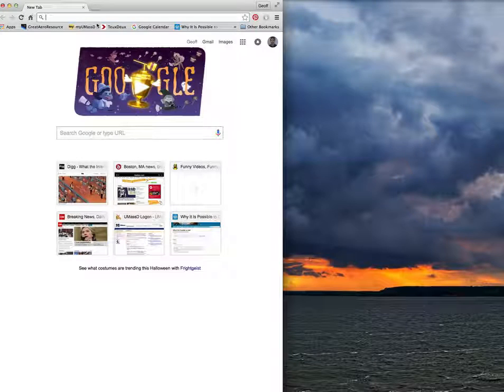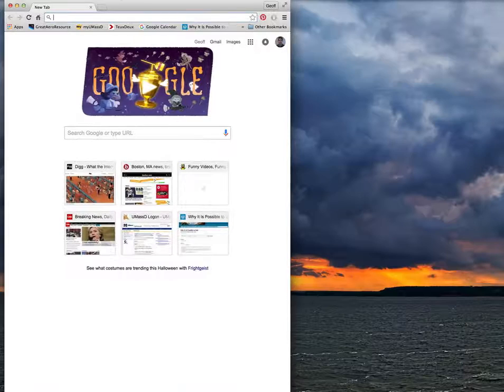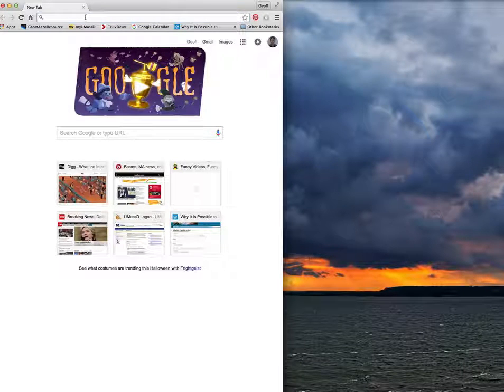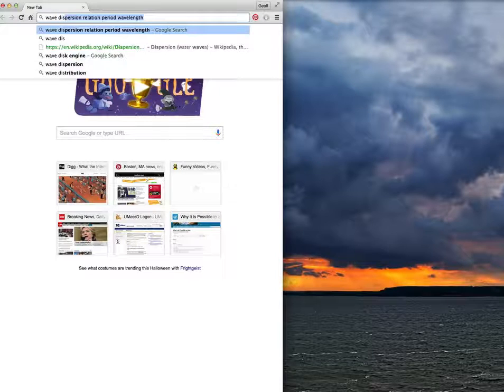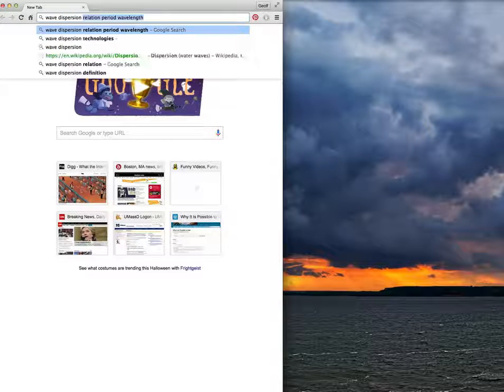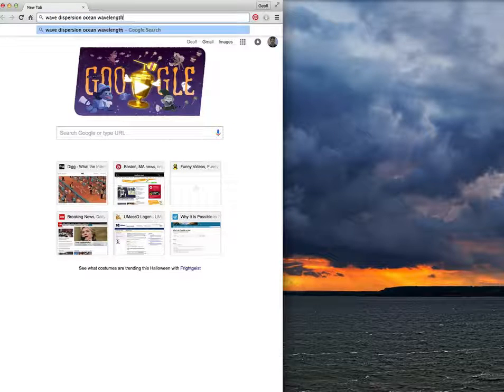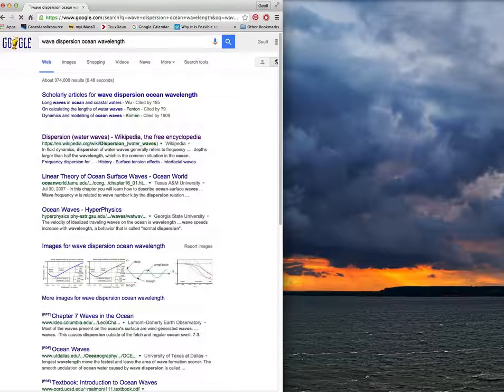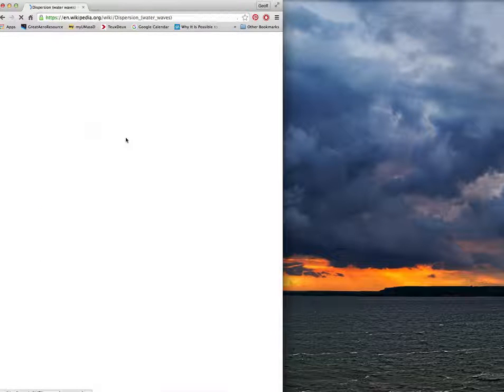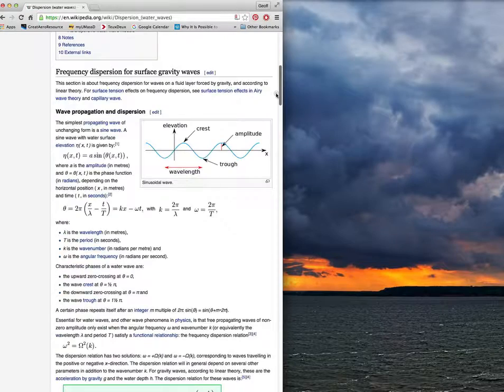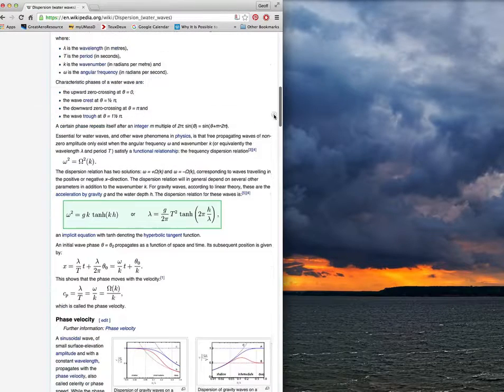to calculating that relation. So what we're looking at is this idea of wave dispersion. So what the calculator does, see if we can find the equation here. Dispersion, ocean, wavelength. So I'm going to search Google for the wiki page. Okay. Here it is. Okay.